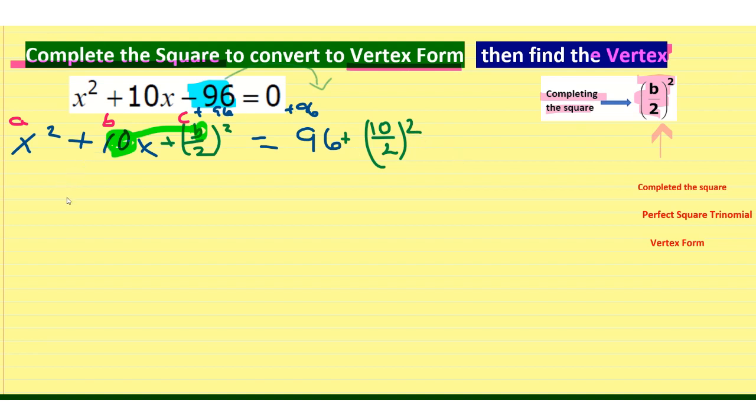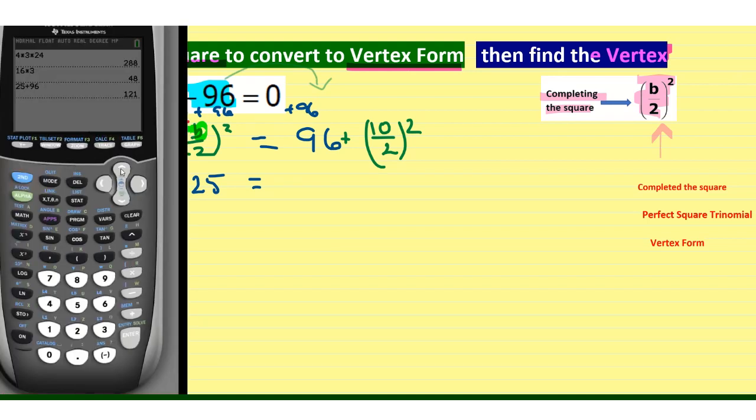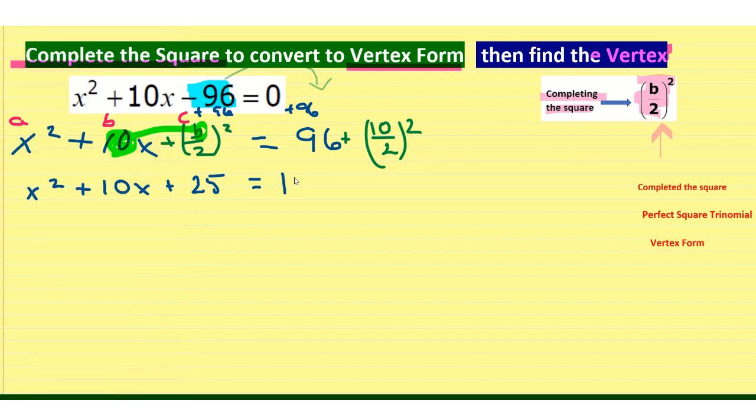So continuing with order of operations, I'm just going to do x squared plus 10x. And I'm going to calculate my magic bullet. So my magic bullet is 10 over 2, which is 5, and 5 squared is 25. So I'm going to have a 25 right there, and that is going to be equal to 96 plus 25. What is 96 plus 25? Let's get our calculator and calculate that. Okay, so we've got 25 plus 96 equals 121. So 121.